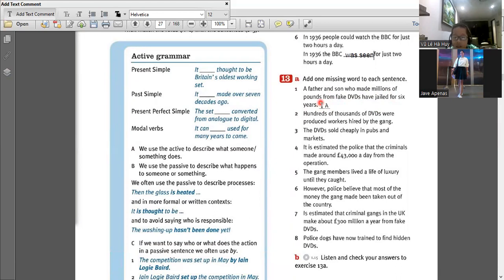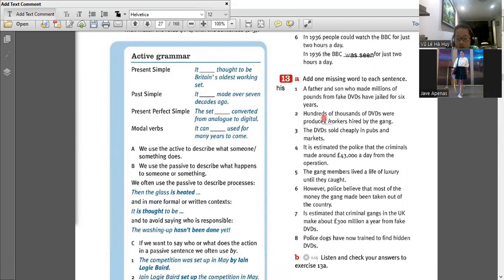What is the one missing word in that sentence? A father and his son. And his? Okay, let's see. A father and his son made millions of pounds. And his. Okay, I'll just put it here.